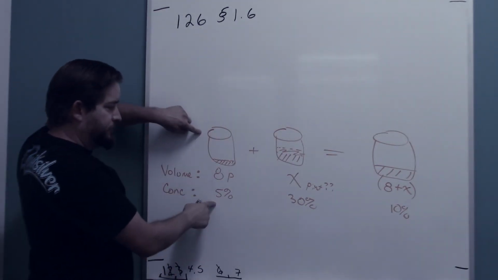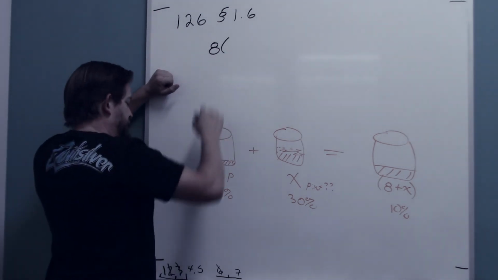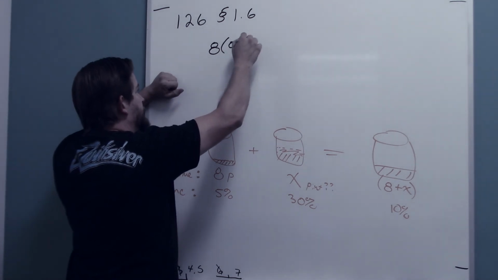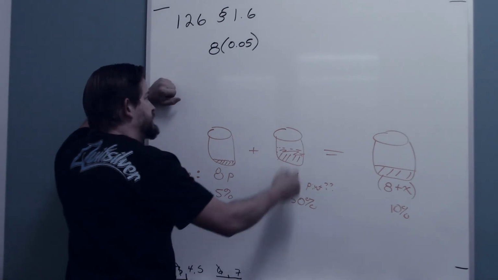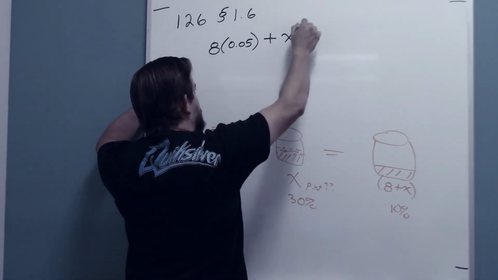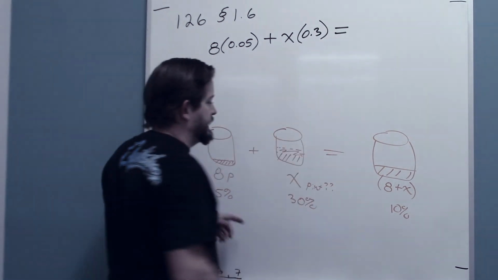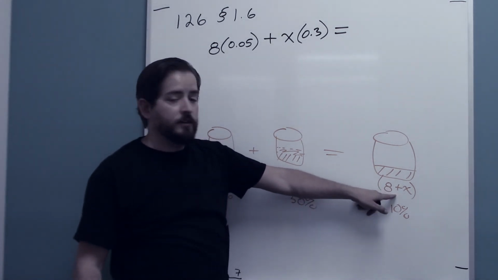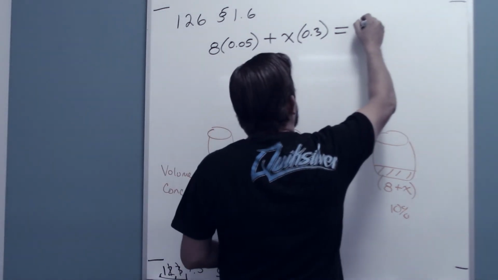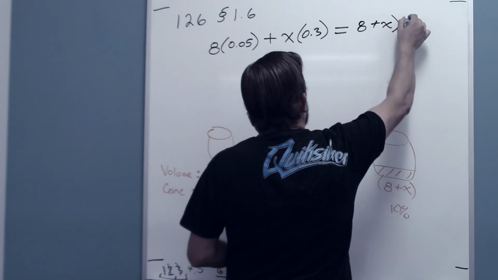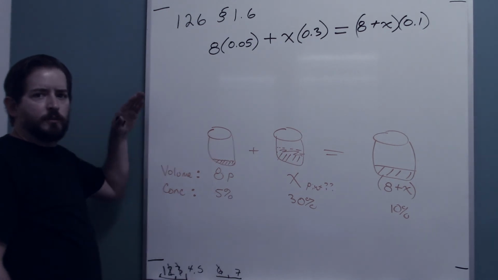The amount of salt that is in this first one is the volume multiplied by its concentration, so that is 8 pints multiplied by 5%, which is 0.05. I'm going to add that to the amount of salt that's here, which is an unknown volume, but I know the percentage is 0.3. And that has to be equal to the amount of salt here, which is the volume, which is 8 plus x, multiplied by its concentration, which is 0.1. Right? And I have my equation. It's too bad I couldn't write it straight.